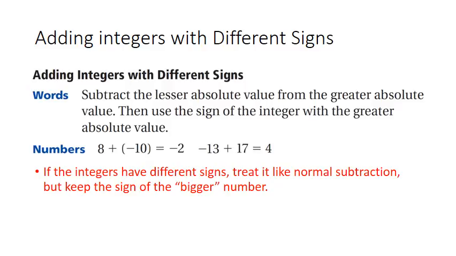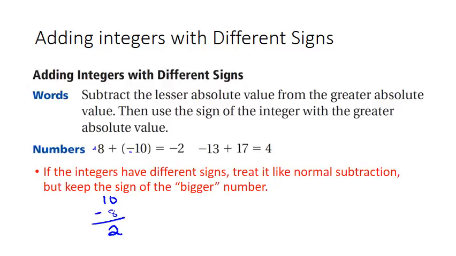So when we look at this, we can say, okay, we have 8 plus negative 10. So these signs don't match up. This is a negative number, and this is a positive number. So we're going to actually turn that into some subtraction. We're going to take the smaller number away from the bigger number. So we're going to say 10 minus 8. Well, 10 minus 8 is equal to 2.